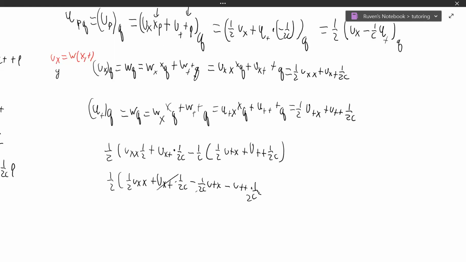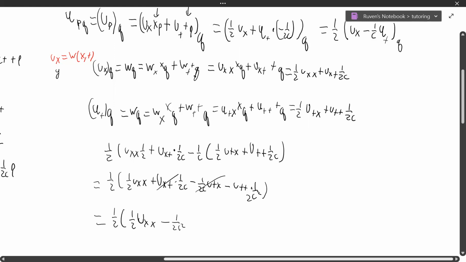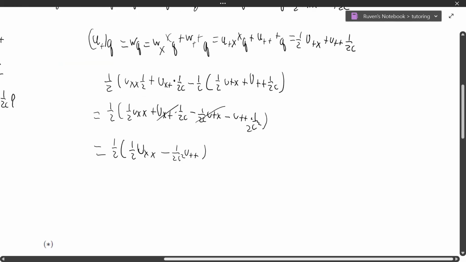So now this and this cancel out. Then we're left with 1/2 of uxx, and when I'm saying xx again, it's just partial derivatives, minus 1/2c squared utt. We're going to factor out 1/2, so it's going to be equal to 1/4 of uxx minus 1/c squared utt.